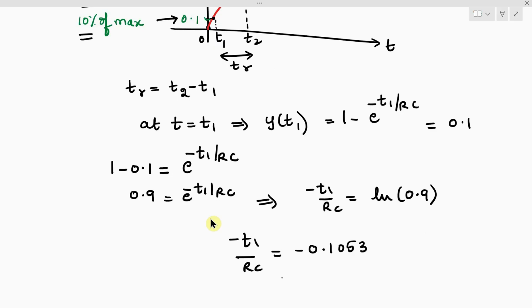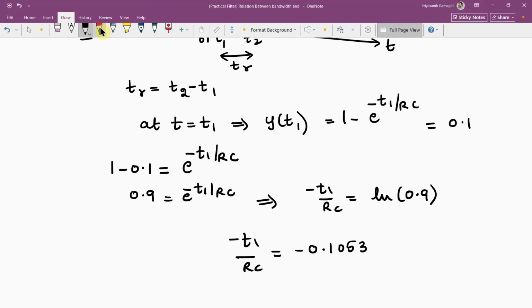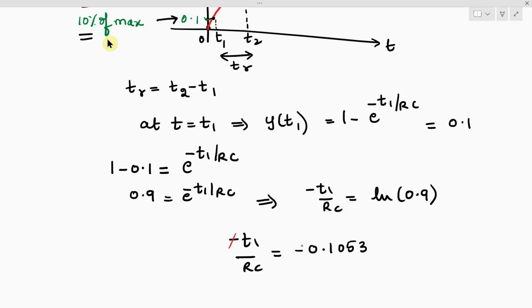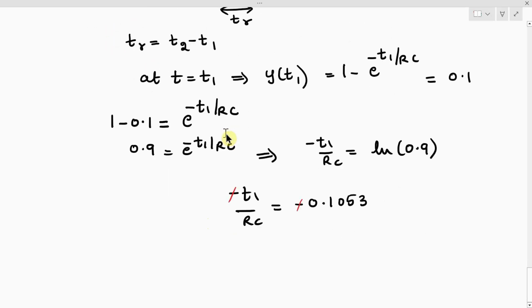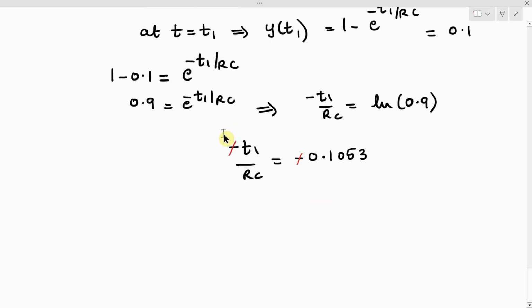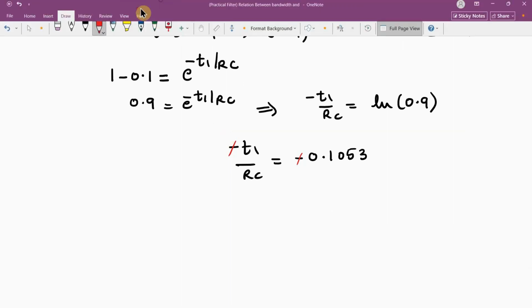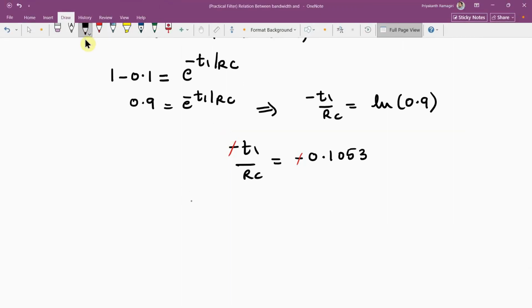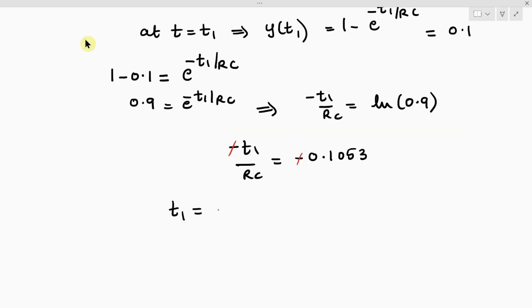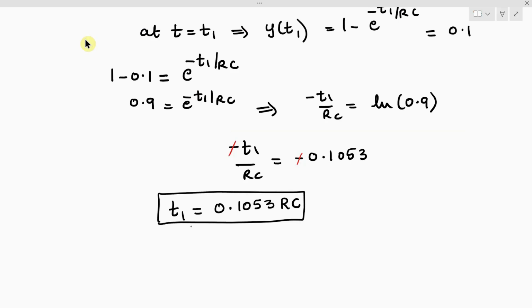Okay, and from this, you can remove the minus. And then what is T1 from this? T1 is 0.1053 RC. Right. Let me write this and highlight this. Next, similarly, can you find T2?